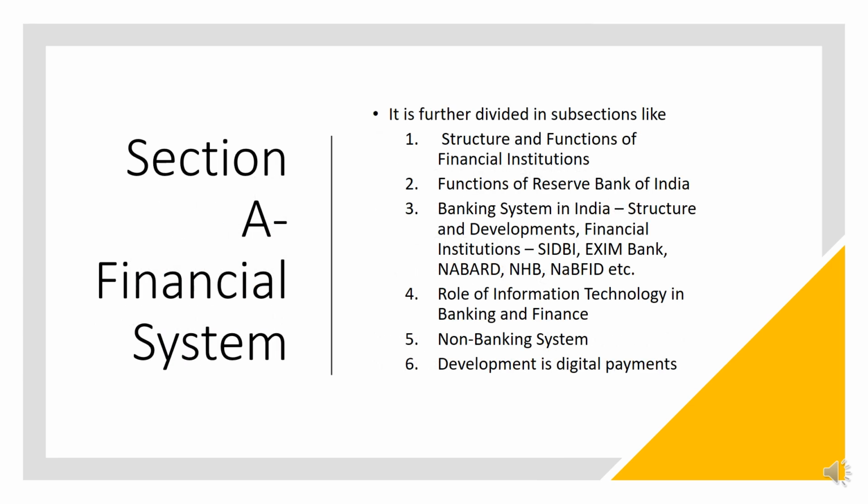Certain things about the financial system, which is Section A or the first part. This section is divided into 6 different parts: structure and finance, functions of financial institutions, functions of Reserve Bank of India, banking system in India, structure and development, financial institutions such as SIDBI, Exim, NABARD, NHB, NAFED, role of information technology in banking and finance, non-banking system, and developments in digital payments. Now we will discuss each and every subsection of Section A, which is the financial system.